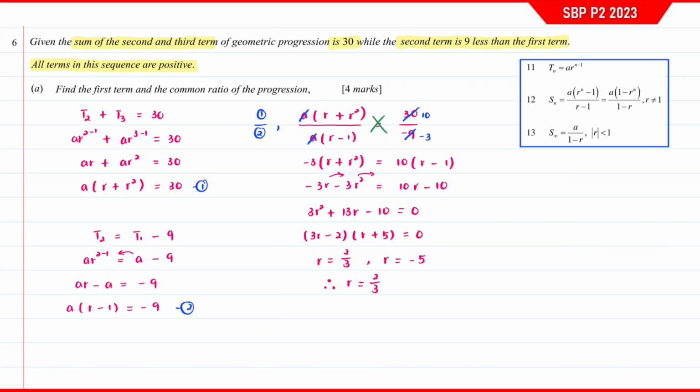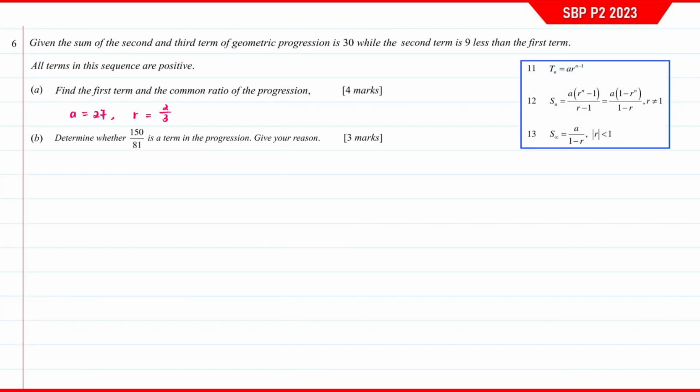To find the A, we're going to substitute r equal to 2 over 3 into equation number 2. So A bracket 2 over 3 minus 1, this is equal to negative 9. So A bracket negative 1 over 3 equal to negative 9. Then A will be negative 9 times negative 3, which is positive 27.